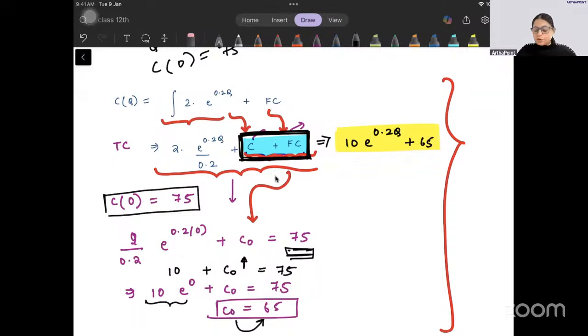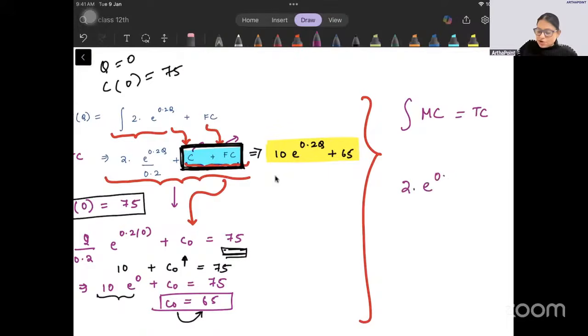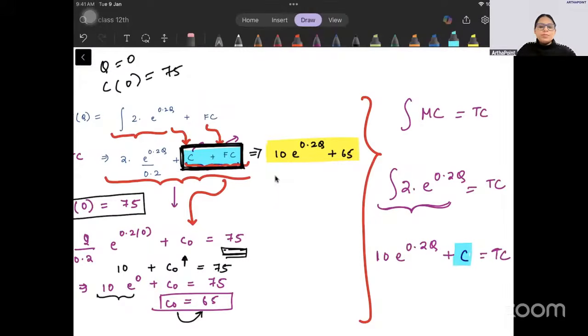If this is confusing, अगर ये ऐसे confusing लग रहा है तो आप सिंपल सोचो कि जब हम अपने मार्जिनल कॉस्ट को इंटीग्रेट करेंगे तो हमें टोटल कॉस्ट मिलेगा. सिंपल ऐसे सोचो. ठीक है. और मुझे इंटीग्रेट करना है 2e^-0.2q to get the total cost. जब मैं इसको इंटीग्रेट करती हूं तो मुझे इंटीग्रेट करने के बाद आंसर मिलता है 10e^-0.2q plus c equal to total cost. मुझे इस c का वैल्यू पहले निकालना पड़ेगा. तो then I use the property कि अच्छा जब आउटपुट 0 है तो टोटल कॉस्ट 75 है. उससे मेरे को ये c का वैल्यू मिल जाएगा. This is what I am trying to do here.